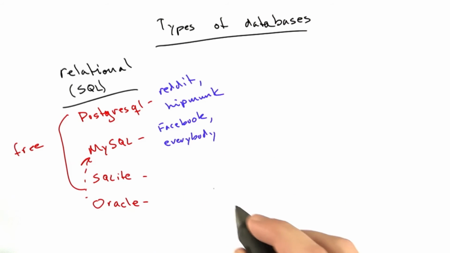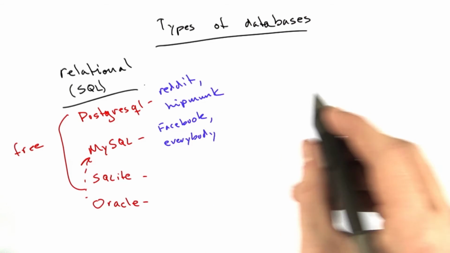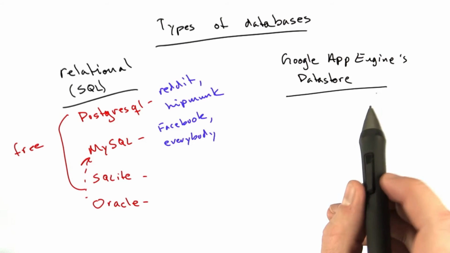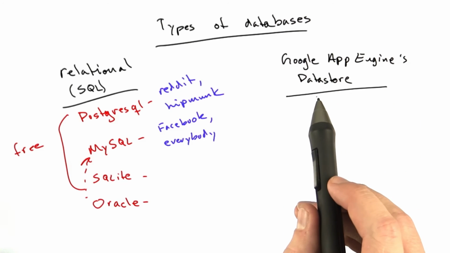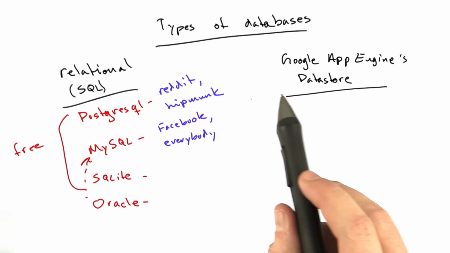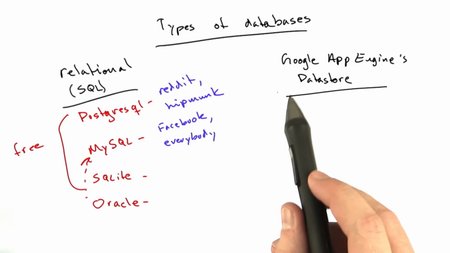There are other databases in the world. Some examples might be Google App Engine's data store, which is what we're going to be using a lot in this class. And it's got a lot of similarities with these relational databases, but also a lot of differences. And we'll spend a fair amount of time talking about these differences.